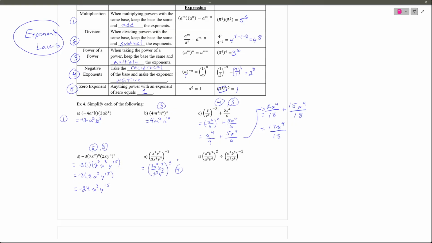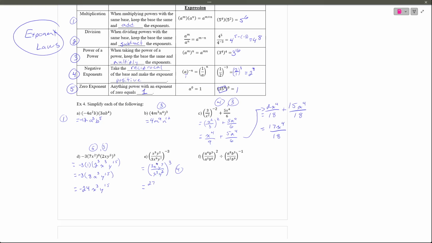But now we have a power of a power. So that means we need to apply rule number 3. So for every part of each term inside, we have to apply that exponent of 3 on each term. So that means 3 to the power of 3, that's 27.